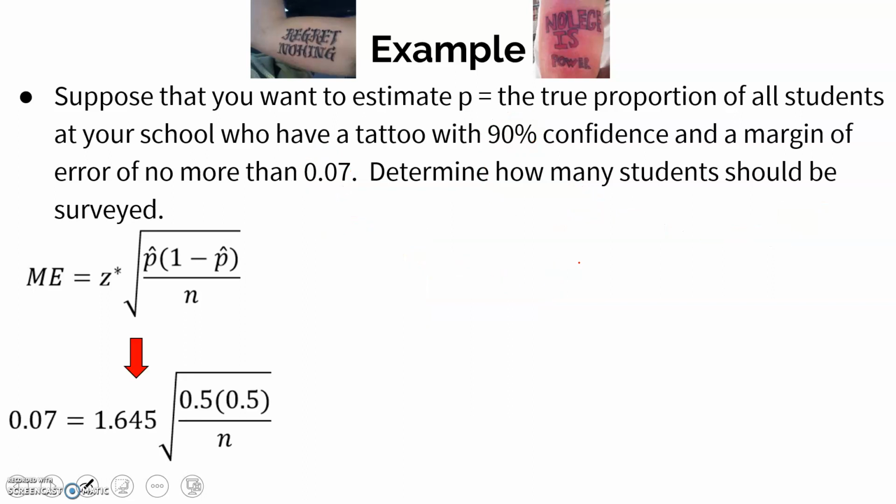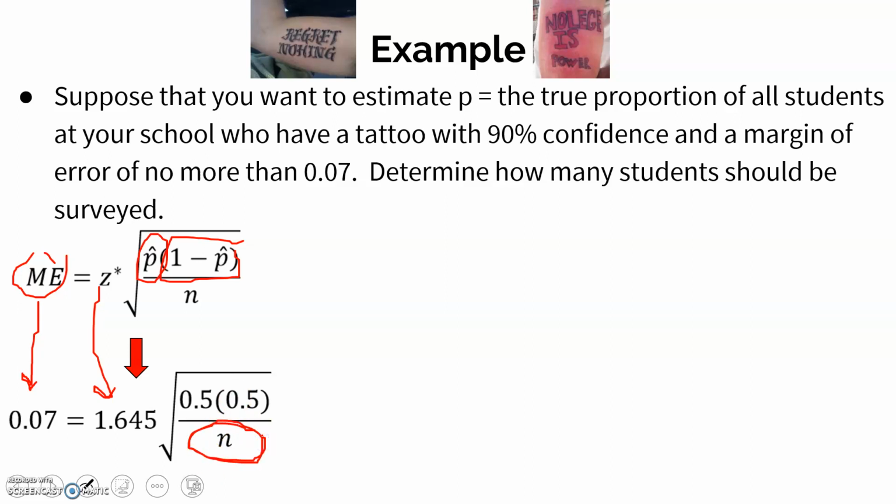You'll see them plugged in right here. Margin of error, 0.07, Z star 1.645, p hat and 1 minus p hat are going to be 0.5 and 0.5. So that all gets substituted in here. All right, so now this is going to be an algebraic exercise in order to get n by itself.